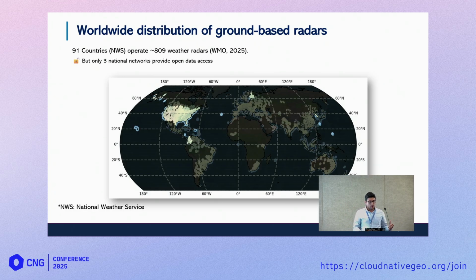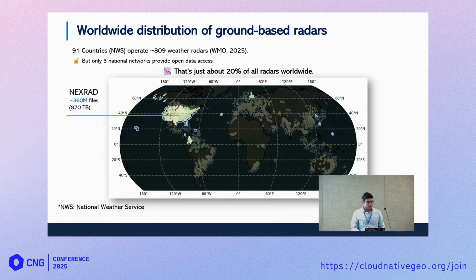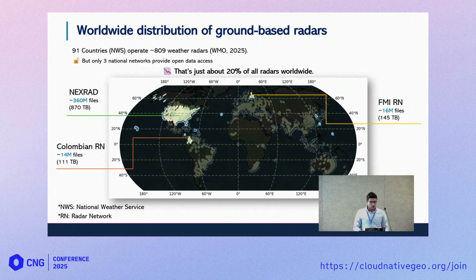But here's the thing. Only 3 national networks actually provide access to the data through platforms like Amazon S3 buckets, with open access. Unfortunately, this is just about 20% of all radars worldwide. Those are the US NEXRAD radar data, the Finland Meteorological Radar Network, and also the Colombian Radar Network, the place where I come from. Technically the data is open, but the data is not fully FAIR, and this causes problems. I will tell you what kind of problems. But now the question is, what about the rest?